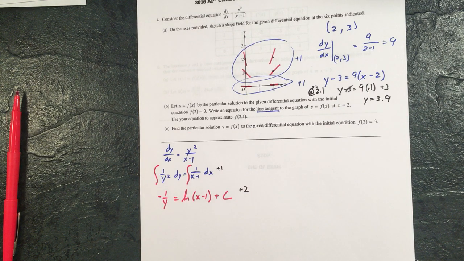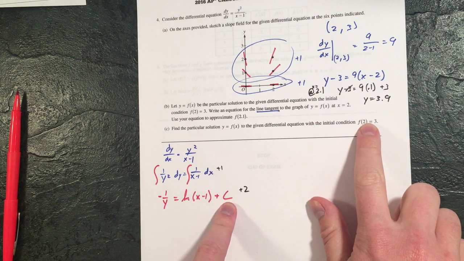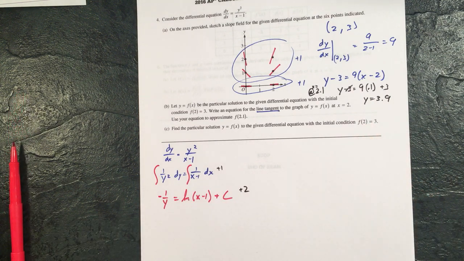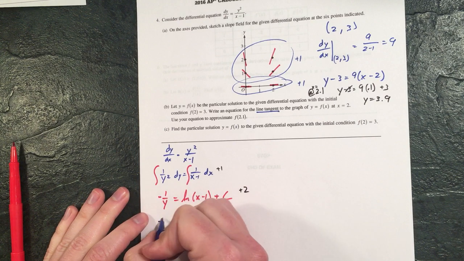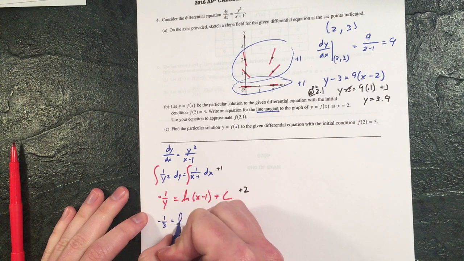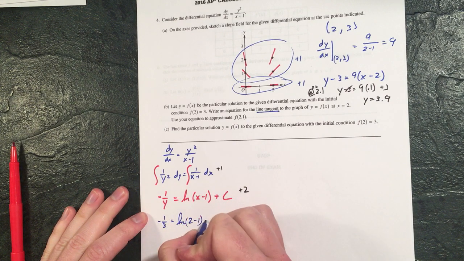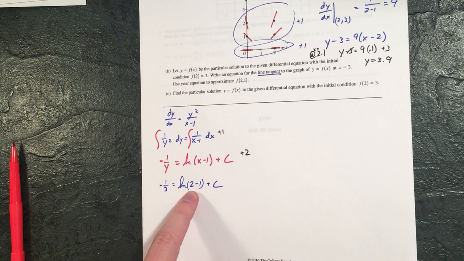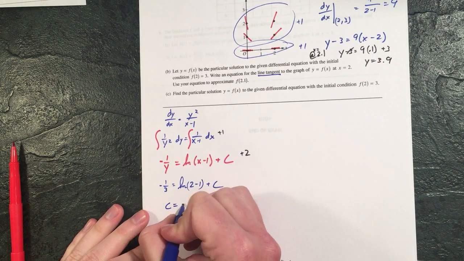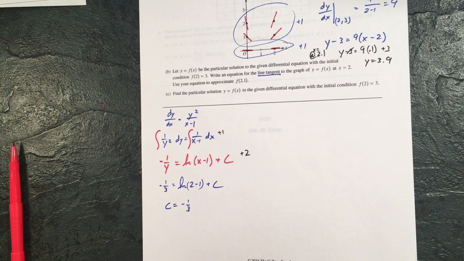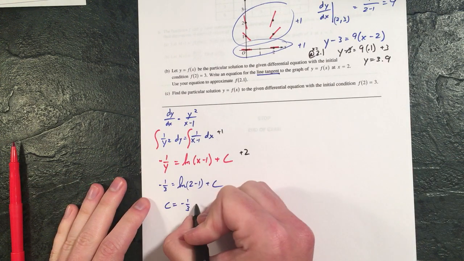Now let's find out what that initial c is, given the initial condition 2, 3. So putting that in here, negative 1/3. That just becomes ln of 1. We have c equals negative 1/3. That is another point for us.